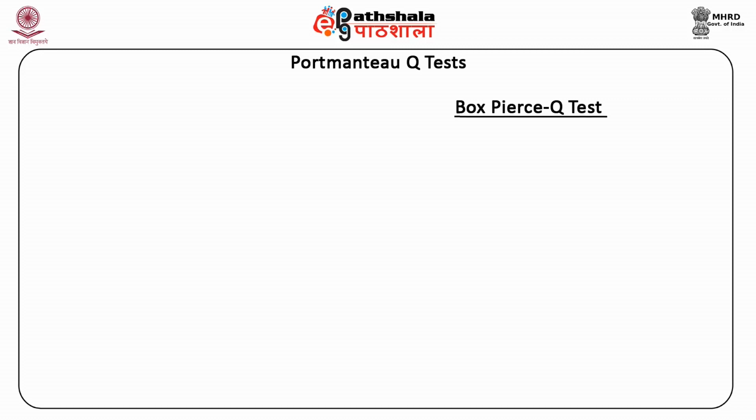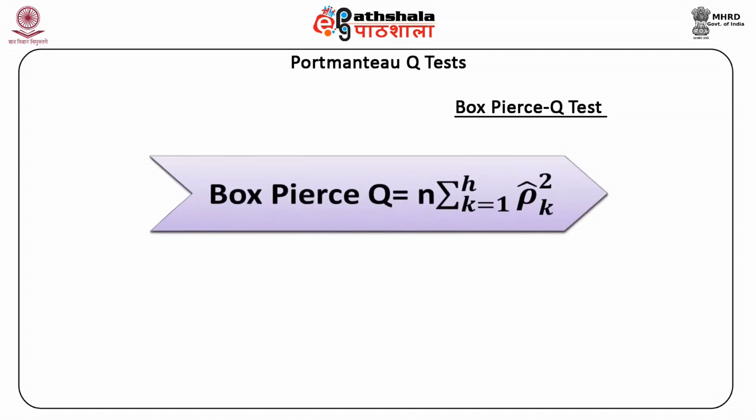Students, this test is based on the following Q statistic, which is also known as Box-Pierce Q statistic. Q is equal to N sigma rho K hat square, where the sum is over K equal to 1 to H. So N is the total number of observations and H is the maximum lag in this case.